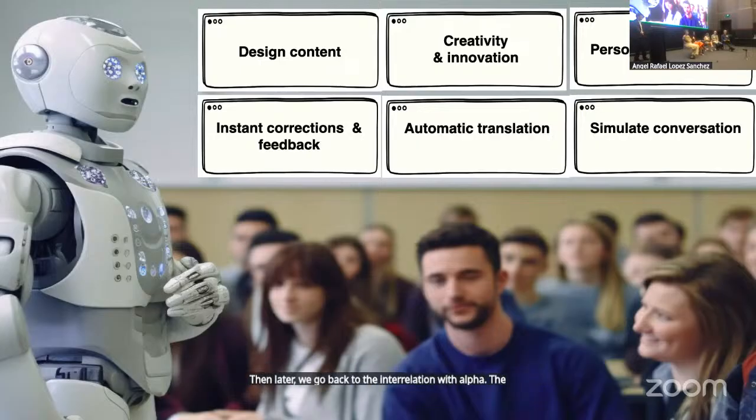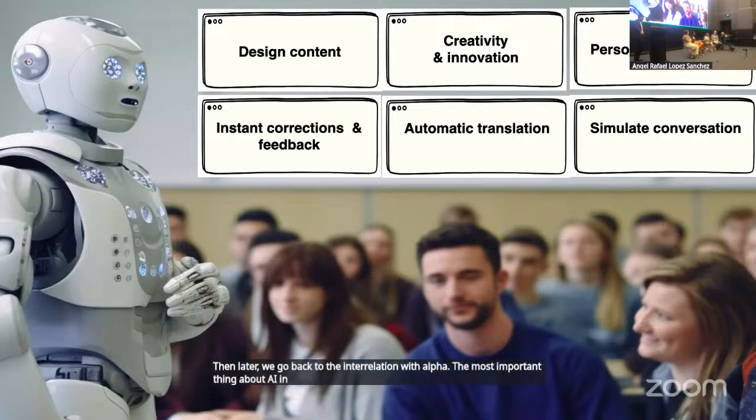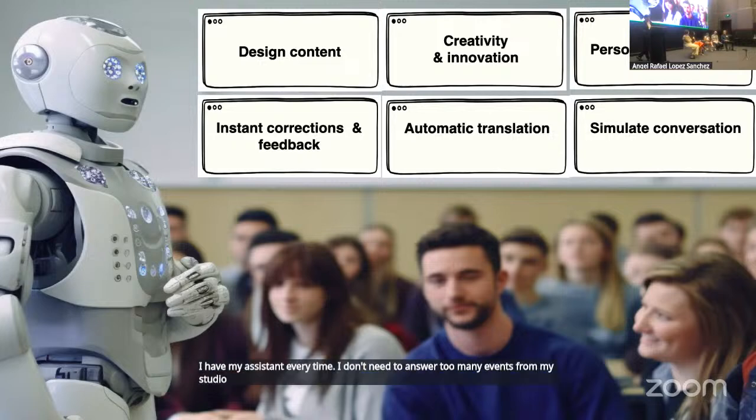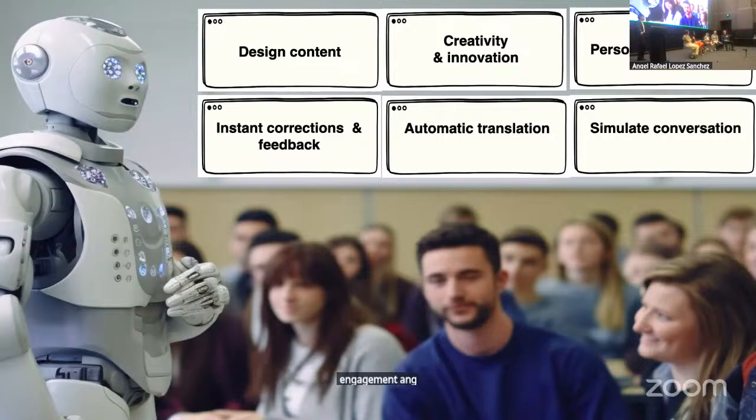The most important thing about AI in classroom and in education, I am focused on language learning, is the accessibility 24/7. Okay, I have my assistant every time. I don't need to answer too many emails from my students because I have flexibility and constant access to learning from my students. Of course, I need to engage them with the AI, and I need to speak like it's a help for me and help for the student. Help for multiple intelligences that I have in the class, engagement, and adaptability to the different needs and progress of my students.